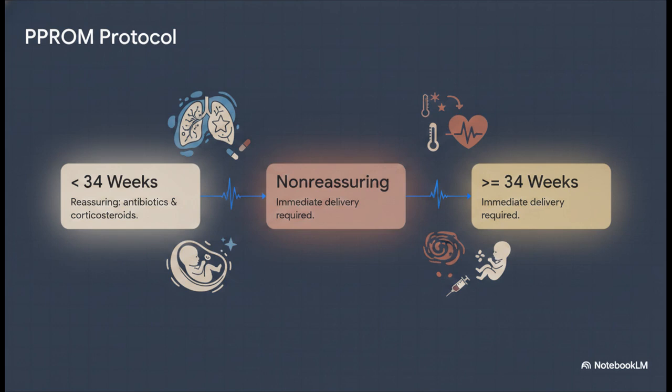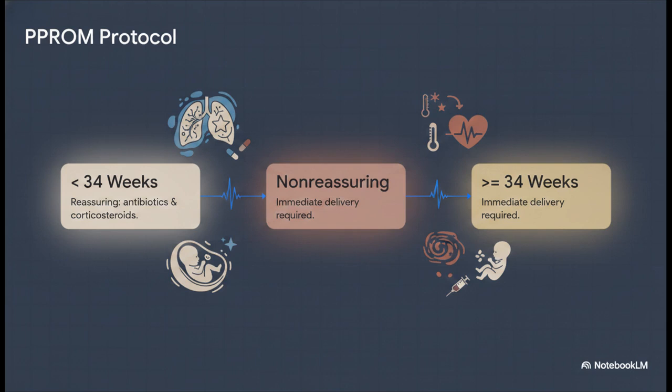Let's talk PPROM, preterm pre-labor rupture of membranes. Your evaluation begins by confirming pooling, nitrazine-positive fluid, or ferning before 37 weeks. Management then totally depends on gestational age. If she's less than 34 weeks and the fetal status is reassuring, she gets latency antibiotics and corticosteroids to help with fetal lung maturity. But if there is non-reassuring fetal status or any clinical signs of infection, that requires immediate delivery.